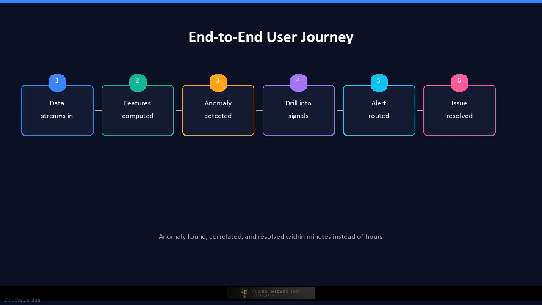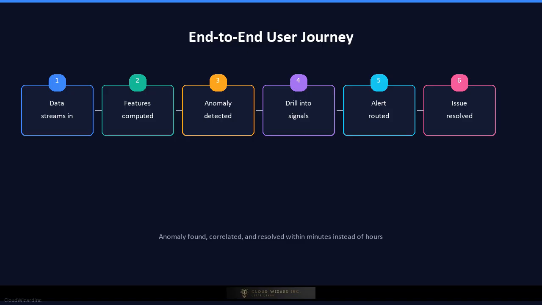A site reliability engineer at a streaming company is on call for the video playback platform. The anomaly detection system flags a spike in buffering ratio for a specific region and device type. The engineer opens the dashboard, sees the anomaly overlaid on a time series graph, and notices correlated signals. CDN origin latency is rising, rebuffer rate is climbing, and error logs show timeouts.